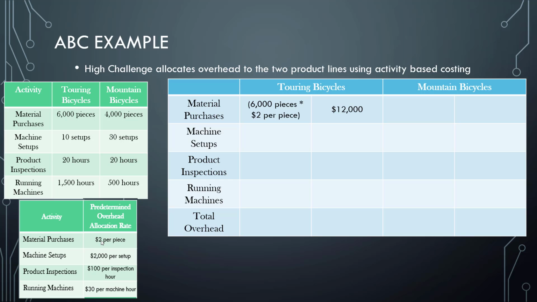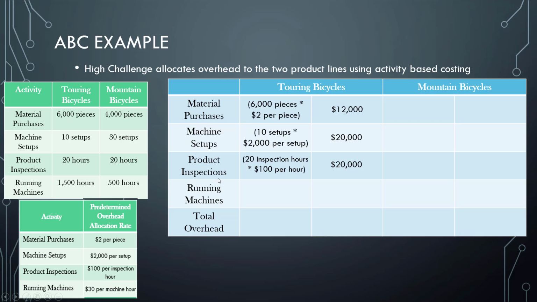For machine setups, that particular model is going to require 10 setups. Our allocation rate is $2,000 per setup, so 10 times 2,000 is 20 grand. We're going to spend $20,000 in costs making sure that our machines are properly set up for fabrication in the future of producing touring bikes. For product inspection, it's going to take 20 hours to inspect all of the touring bikes that we make at a rate of $100 per inspection hour. We've got some well-paid inspectors up in there. 20 times 100 is another 20,000.